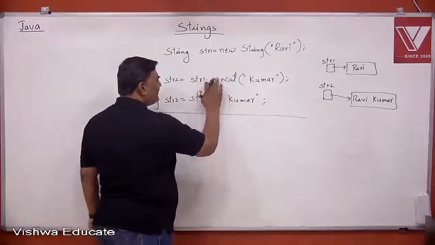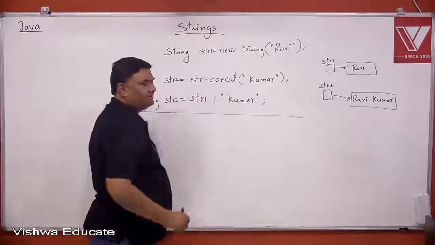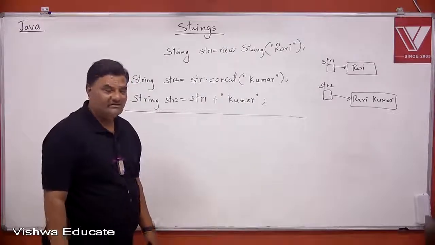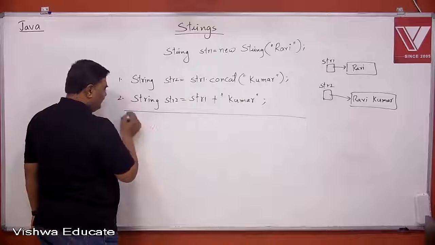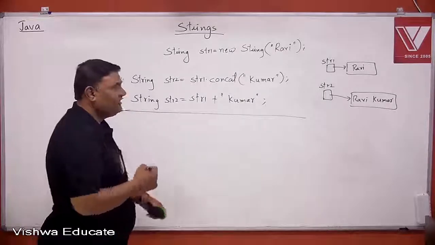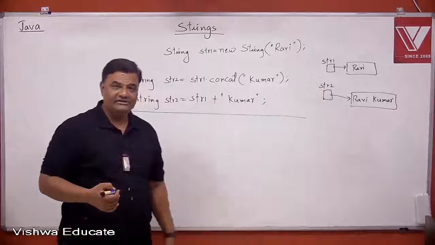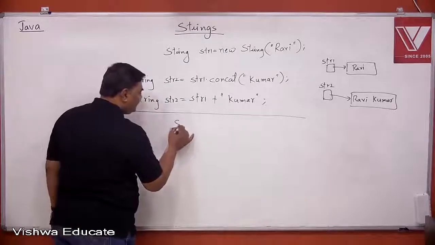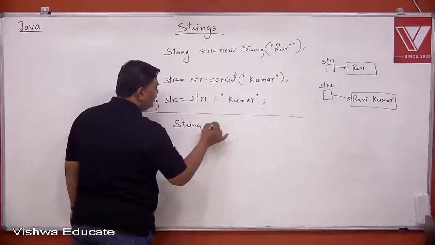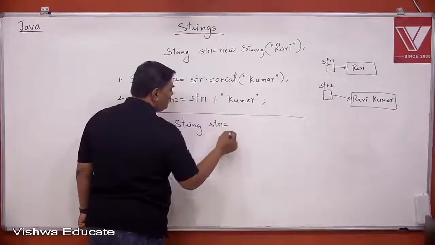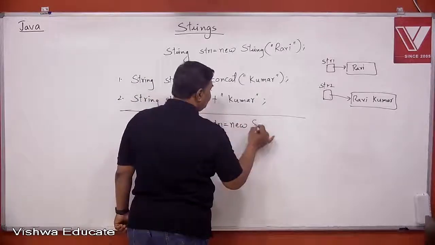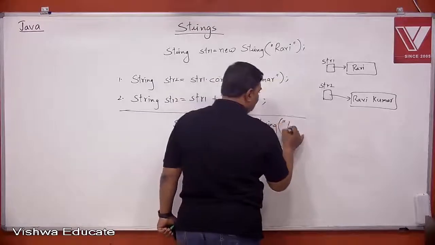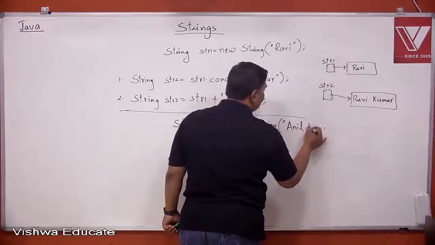Now there is a function called concat. Functions are called methods. Then next, we can take a substring of a string. So I will write again freshly. This is String str1 assign new String Anil Kumar.